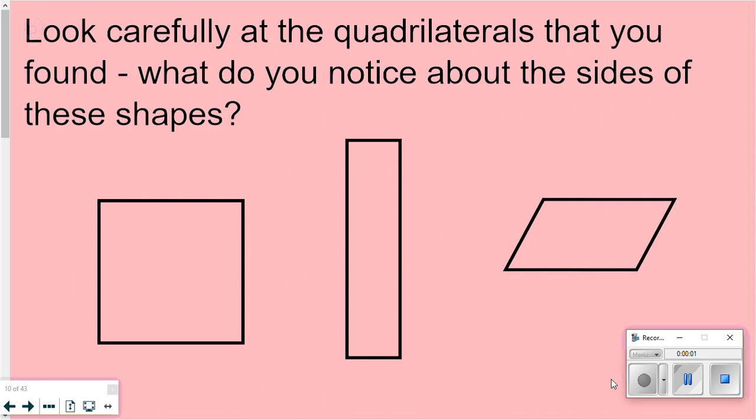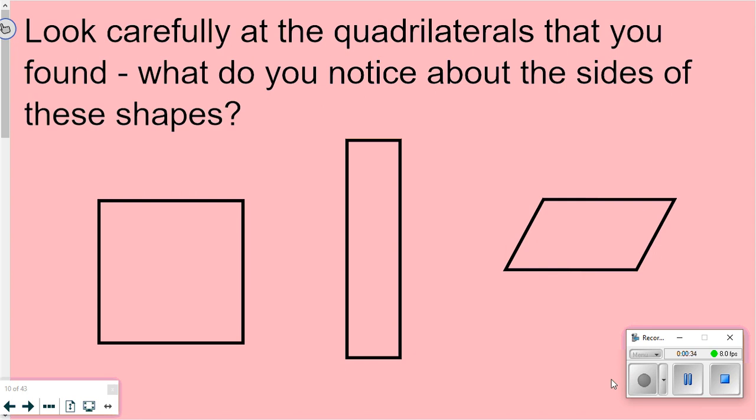So right now, we're not writing anything down. I have 3 shapes up there. And right now, you're just looking at what do you notice about the sides of these shapes. We don't have a pencil because we're not writing. What do we notice? What's going on with the sides of these shapes?